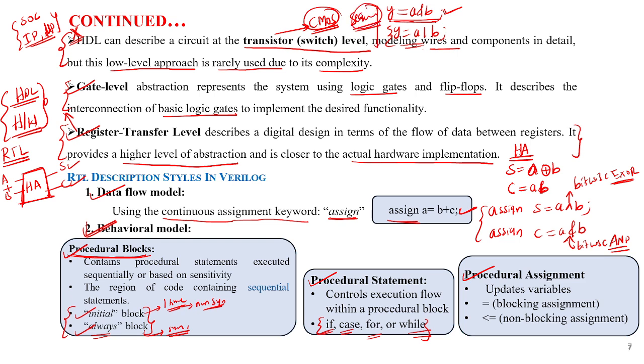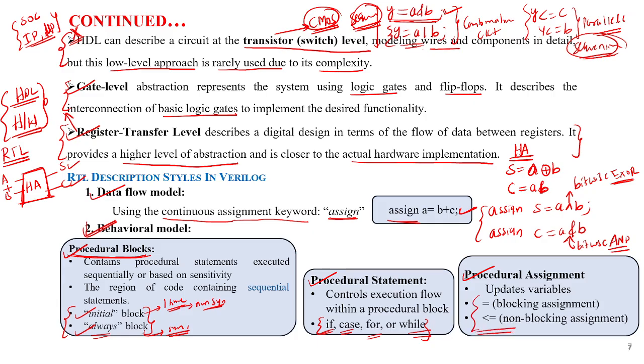This will execute sequentially. Non-blocking means what? Basically, for combinational circuits we will use blocking assignments, and for sequential circuits we will use non-blocking. Non-blocking means this will execute parallelly, or concurrently. Mainly for sequential circuits, we'll use these non-blocking assignments. So this is about blocking and non-blocking assignments.